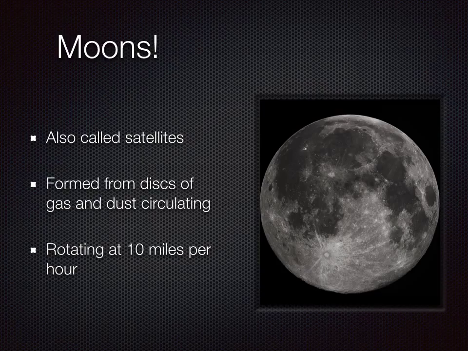Moons, which are actually also called satellites, come in many shapes, sizes, and types. They are generally solid bodies and few have atmospheres. Astronomers have found at least 146 moons orbiting planets in our solar system. Earth only has 1. Some planets do not have any moons at all, such as Mercury or Venus, but Jupiter, on the other hand, has 63 moons. Moons are formed from the disks of gas and dust circulating around planets in the early solar system. Our moon rotates at 10 miles per hour.